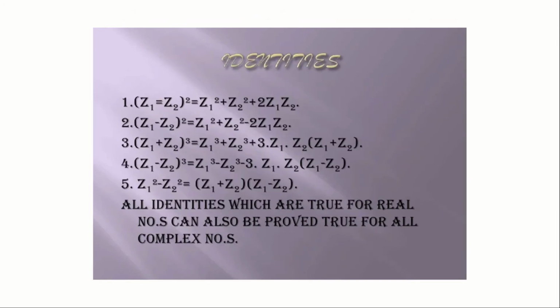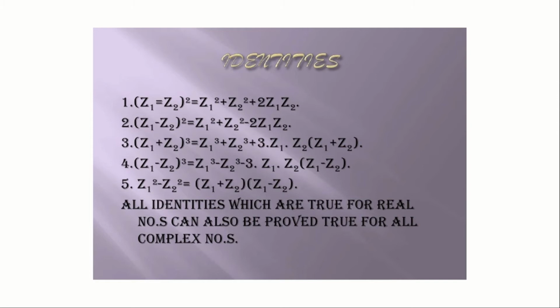These are the identities. Just like the algebraic identities, identities in complex numbers are also used. So the first one is, sorry, it should be (z1 plus z2) whole squared. It is the same as (a plus b) whole squared. Here a can be taken as z1 and b can be taken as z2. So (a plus b) whole squared is a squared plus b squared plus 2ab. In the same way, (z1 plus z2) whole squared is z1 squared plus z2 squared plus 2 z1 z2.